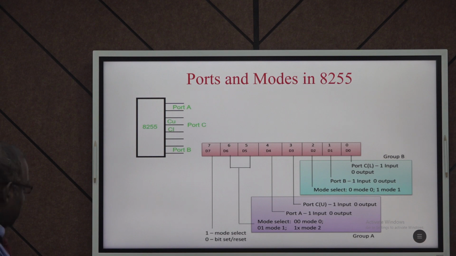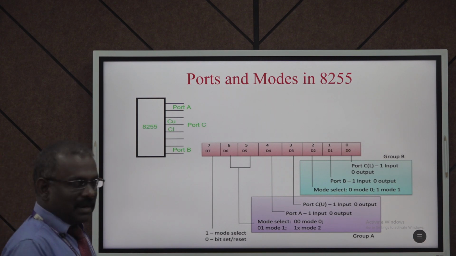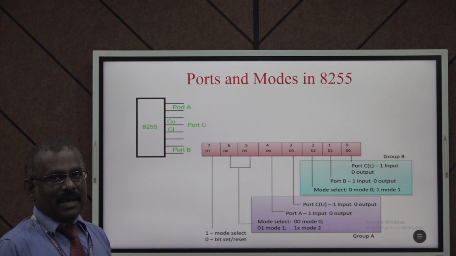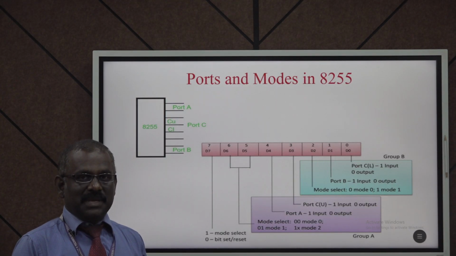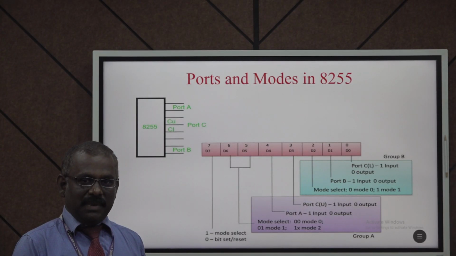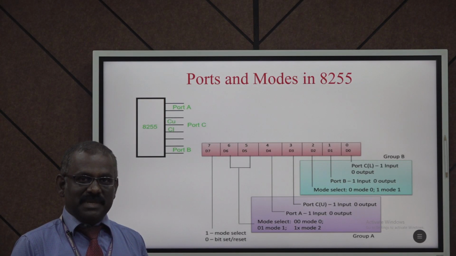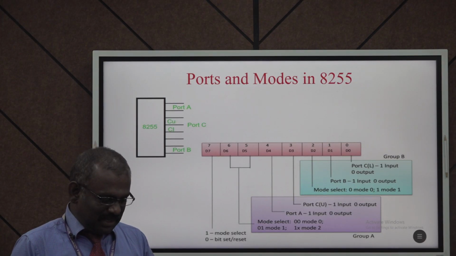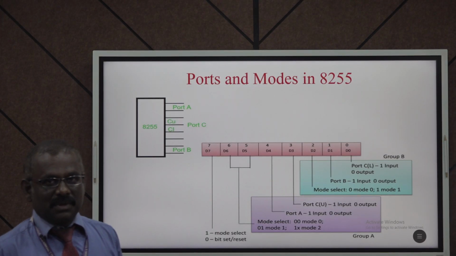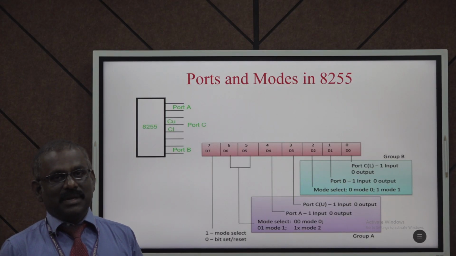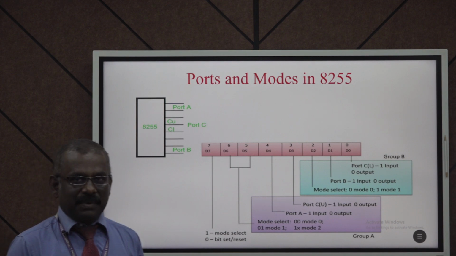As I already told, the ports are named as port A, port B as well as port C. All are 8-bit ports. Port A contains the pins starting from PA0 to PA7. Port B contains pins which are named as PB0 to PB7, whereas port C contains pins starting from PC0 to PC7. Among these 3 ports, port C is divided into 2 parts: port C lower and port C upper.